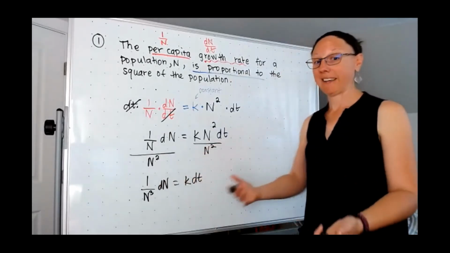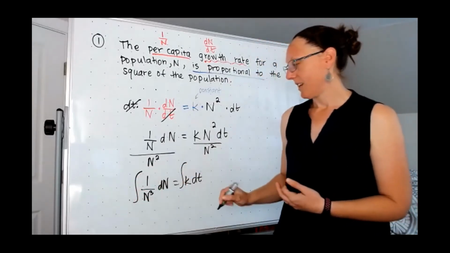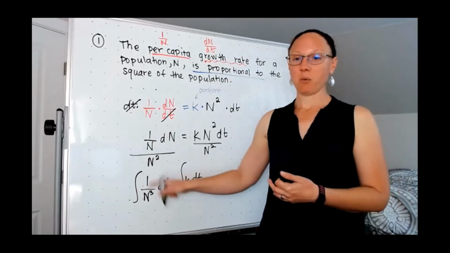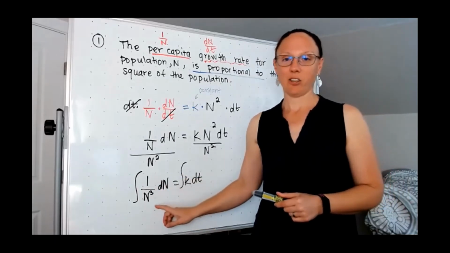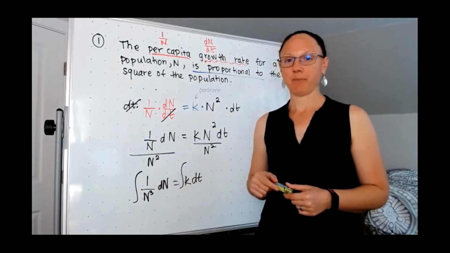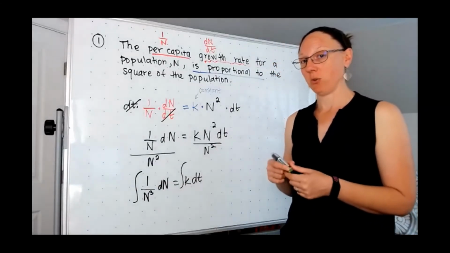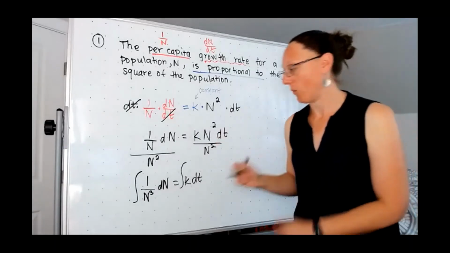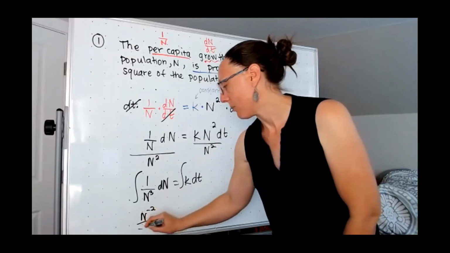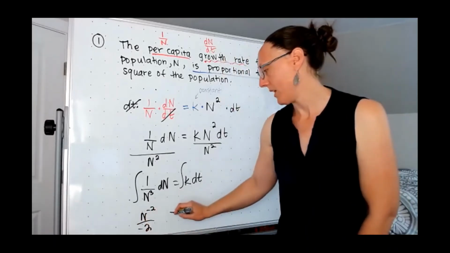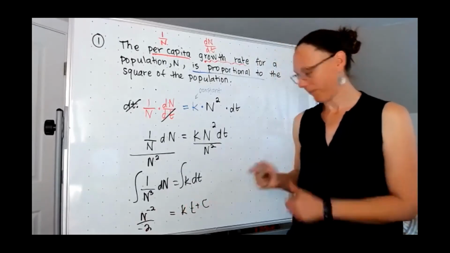Now we're ready. I can take the integral of both sides. On the left-hand side, we are probably better off thinking about 1/n cubed as n to the -3. So when we add 1 to the exponent, we'll be at n to the -2, and then dividing by the new exponent, I'd have n to the -2 divided by -2. And that whole thing would be equal to kt plus c.